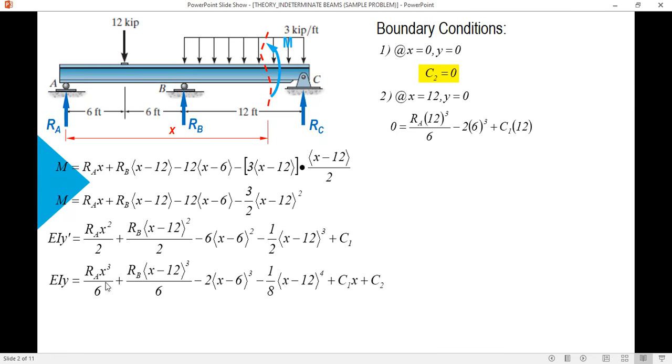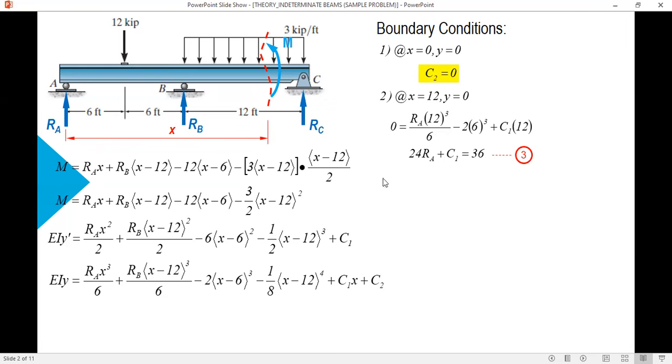0 equal to 12 cubed over 6. This one will be 0 minus 2 times 12 minus 6, which is 6 cubed. This one, 0, 12 minus 12. And then 12 C1. C2 is 0. So we simplify this one by dividing the equation by 12. Okay, and the result is this. 24 RA plus C1 equals 36. So we transpose the constant term to the other side. This will be equation number 3.